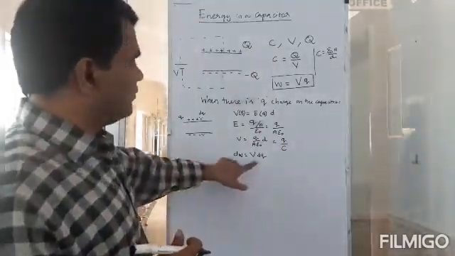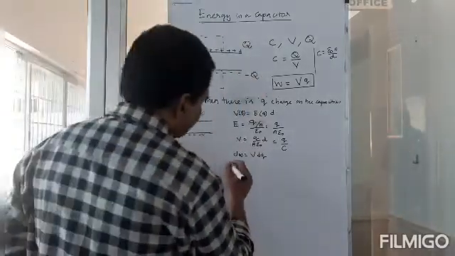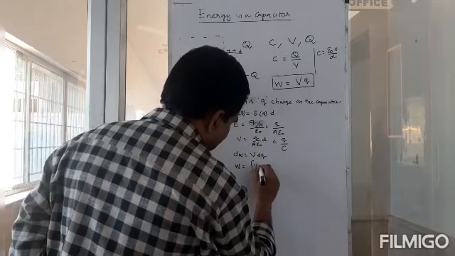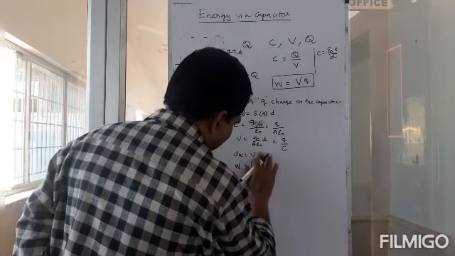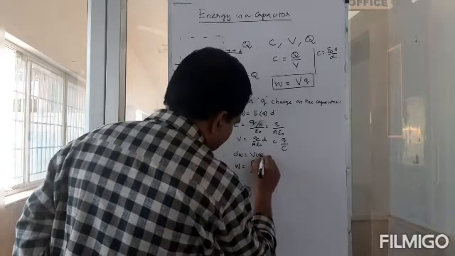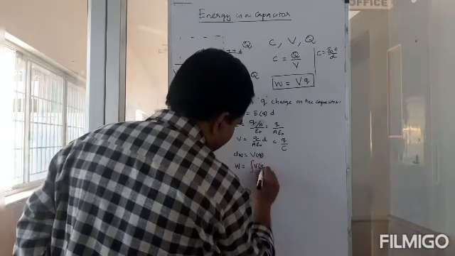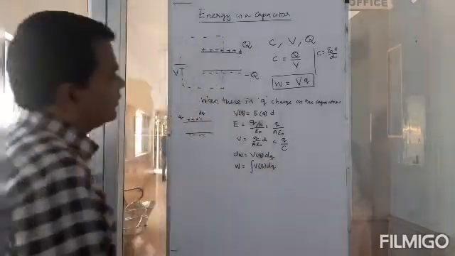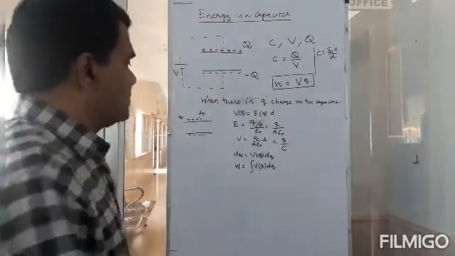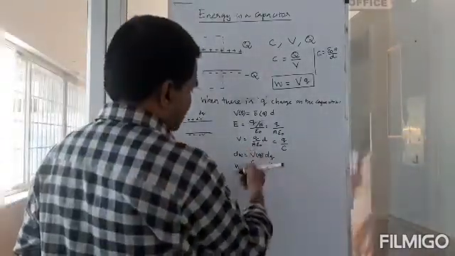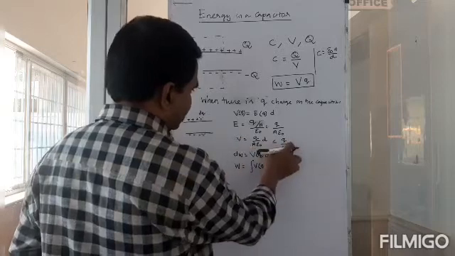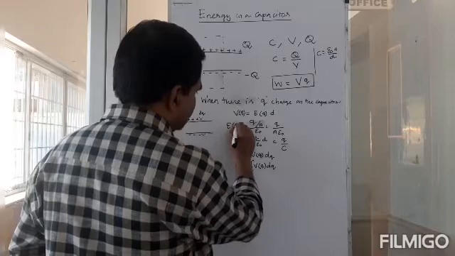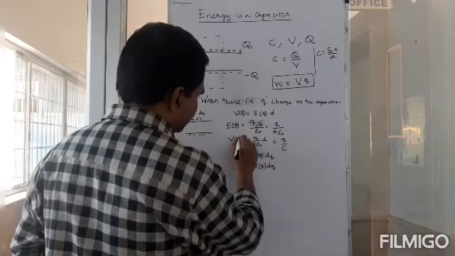So if dW is equal to V dQ, then what's the total work done? So the total work done is equal to integral V dQ, and put it this way: V as a function of Q, into dQ. So what is V as a function of Q? This is it, right? So E as a function of Q is this, and then V as a function of Q is this.